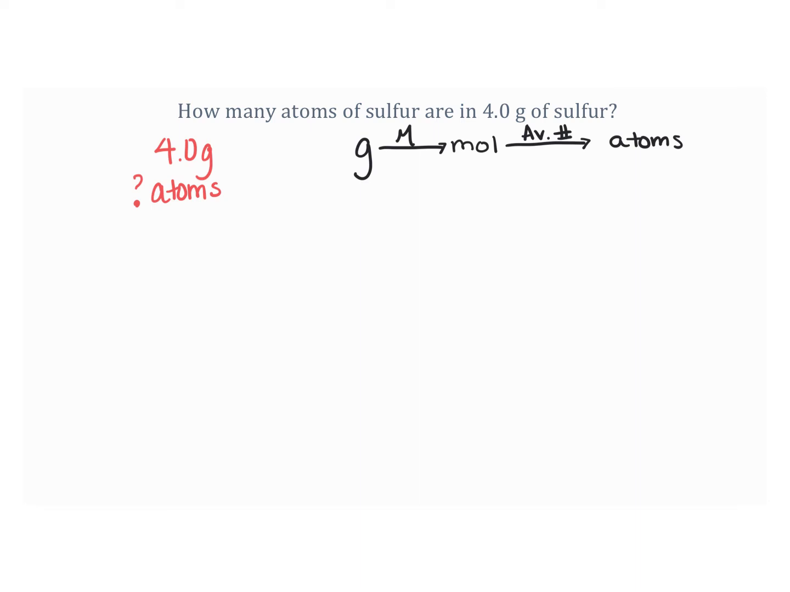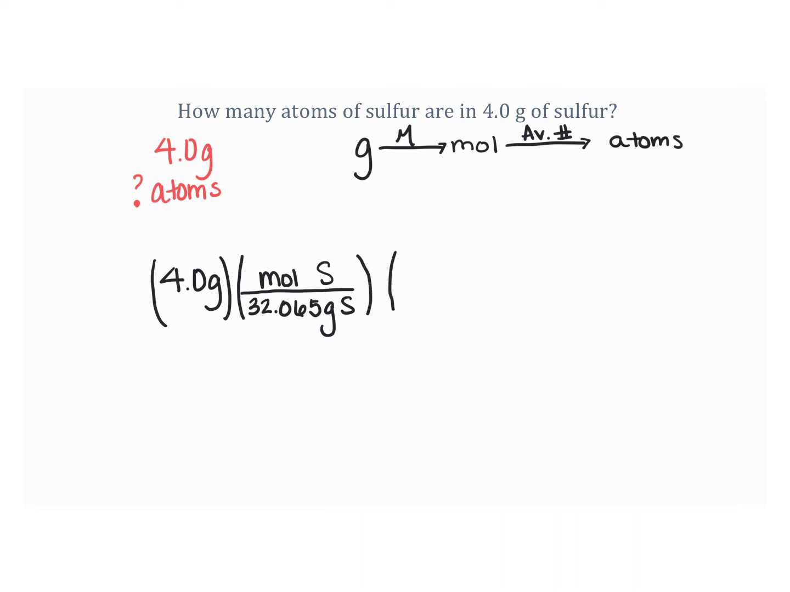So we're going to start with grams. That's 4 grams. We're going to convert from grams to moles. This is sulfur. And so I say, hey, look, I have 32.065 grams of sulfur in 1 mole of sulfur. And so I've done that part. I can check that off.